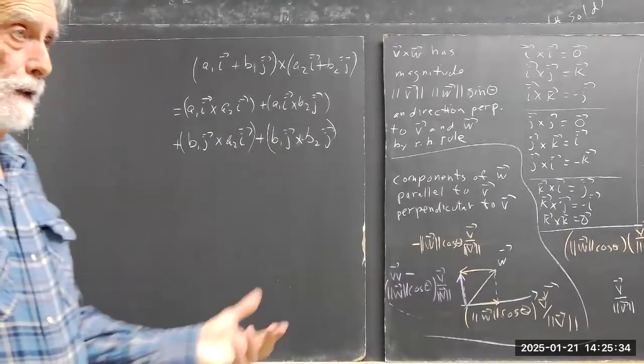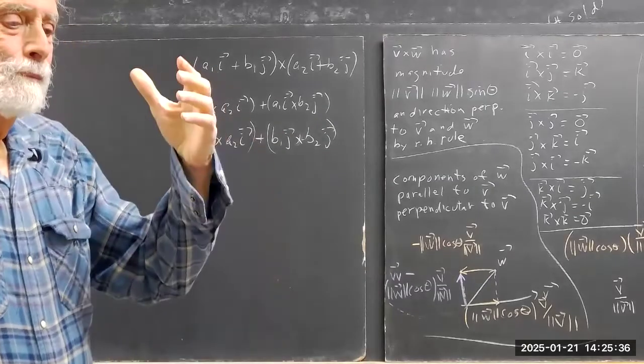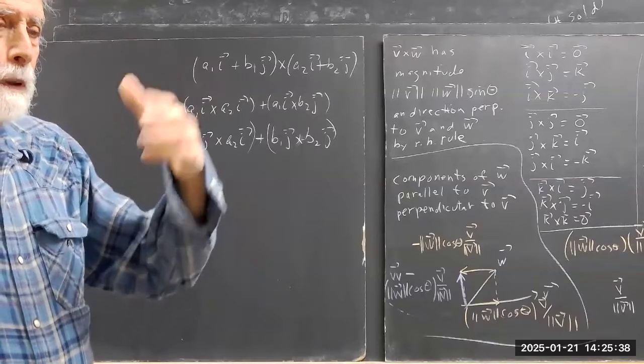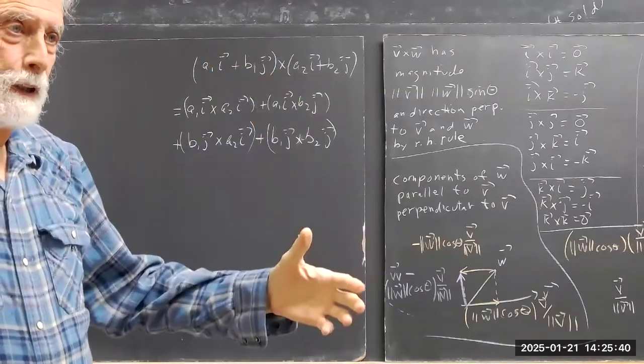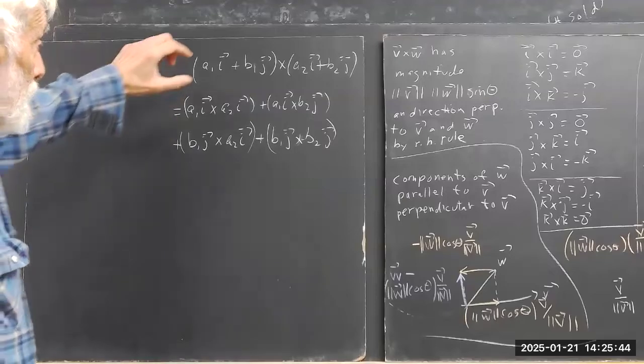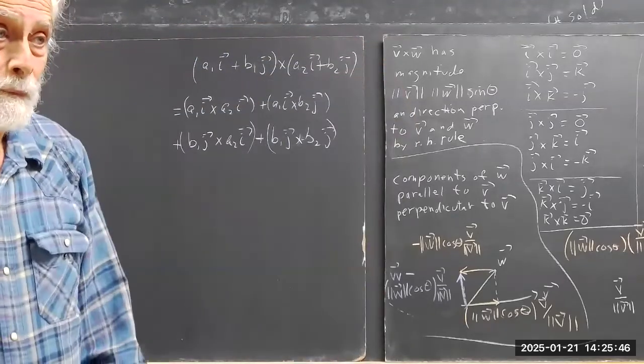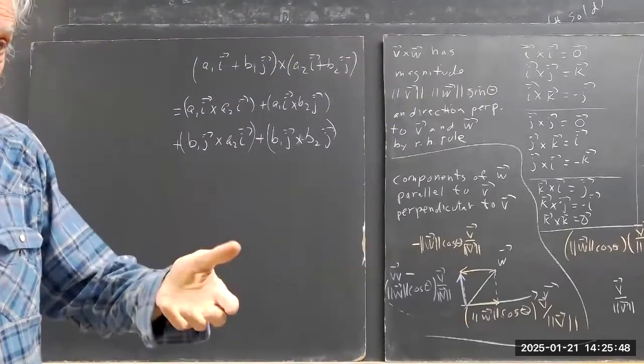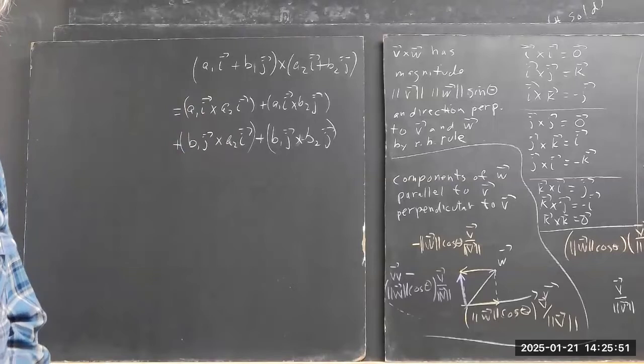So there are four things I get here. Just as if I was multiplying A plus B times the quantity C plus D, I would use a distributive law, right? Well, it works the same if I've got I and J components of the vectors. Okay.